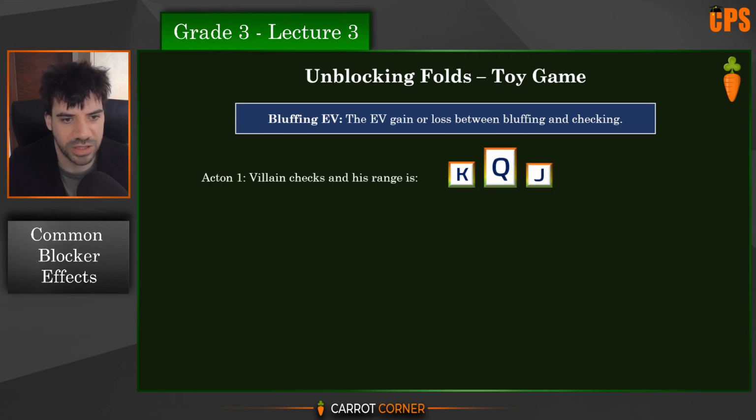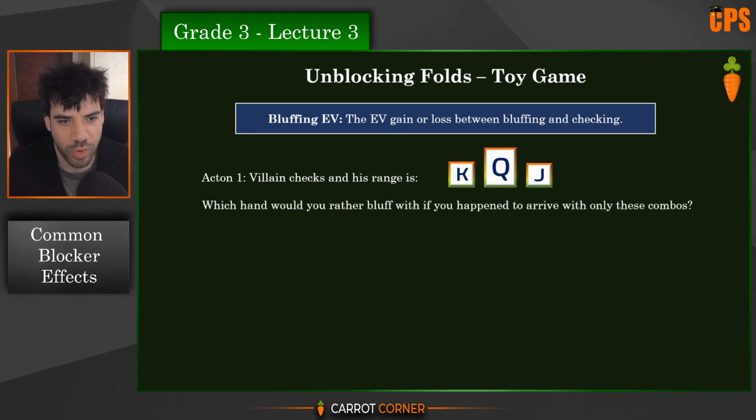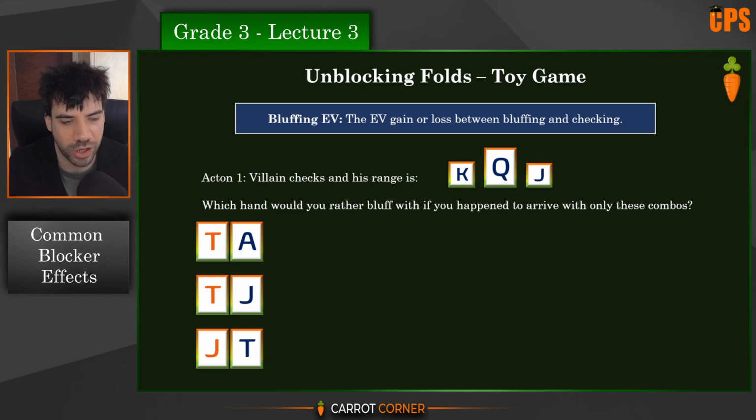Action 1. Villain checks, and this is his range. Which hand would you rather bluff with if you happen to arrive with only the 3 following combos?